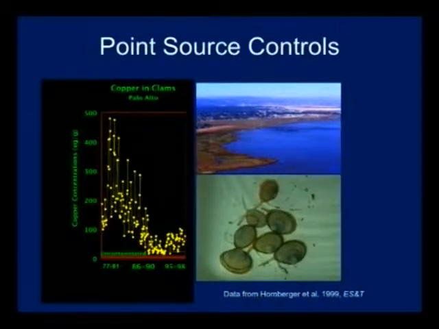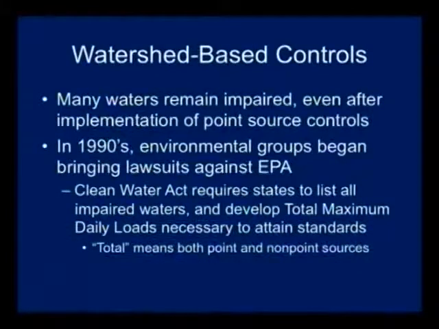Not just in loading, you see it in environmental response. We have a graph here of copper and clams in San Francisco Bay. Pre-Clean Water Act, very high concentrations. After point source controls were implemented, much lower levels of concentration. So grossly polluted sites where point sources were the main cause of the problem, the Clean Water Act came in and it cleaned quite a few of those up. So that was the first phase of pollution control, running primarily through the 70s into the 80s.